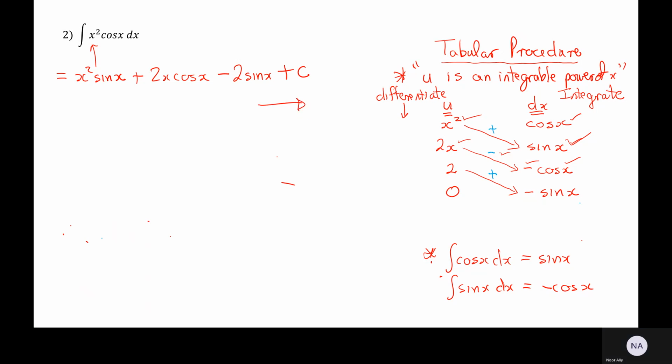That's it. That is your answer. In other words, this tabular procedure simplifies the lengthy integration by parts that we did in the first example. Does it work all the time? Not at all. If I notice that my u is an x squared or x cubed or x to the power 4, then I can do it.